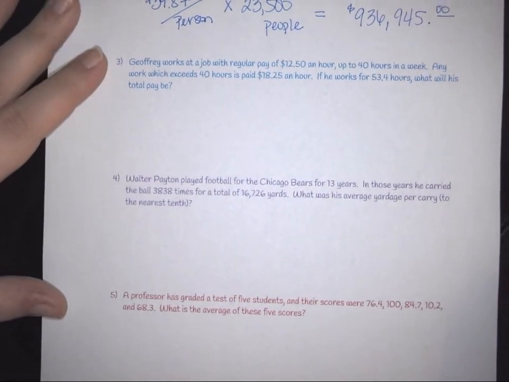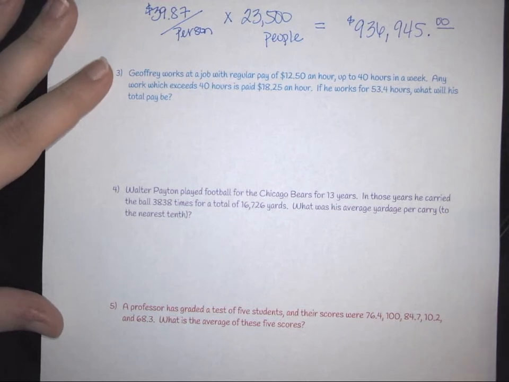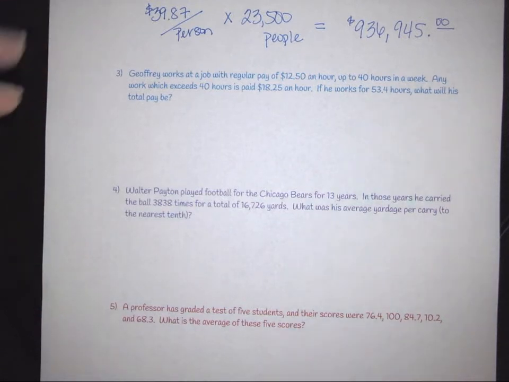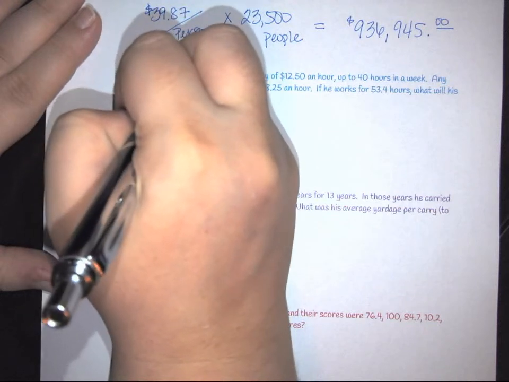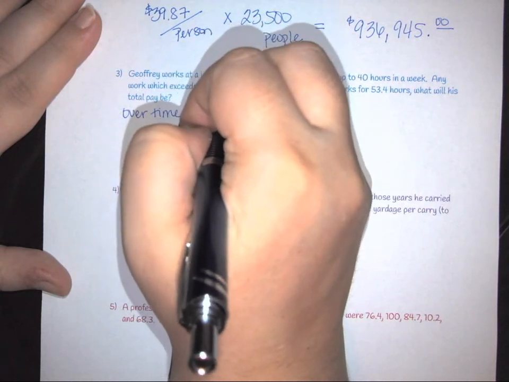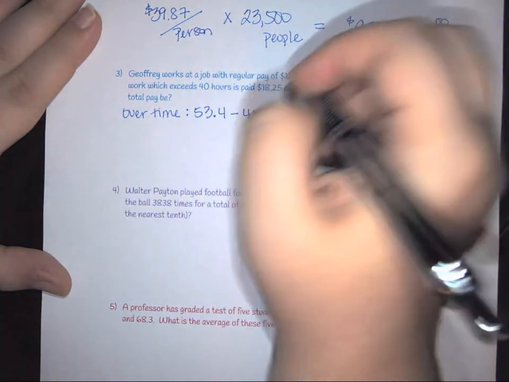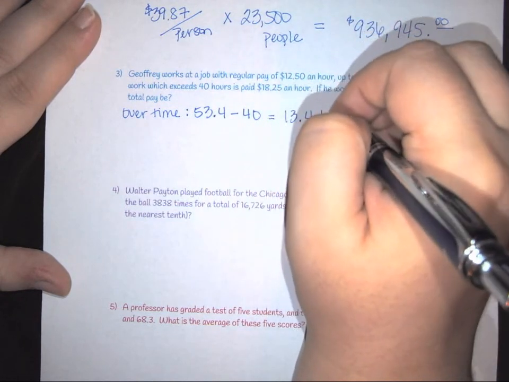Now the next one says, Jeffrey works at a job with a regular pay of $12.50 an hour, up to 40 hours a week. Any work which exceeds 40 hours is paid at $18.25 an hour. If he worked for 53.4 hours, what would his total pay be? So the first thing that we need to know is how much overtime he has. So we have to do 53.4 minus a 40-hour week, which leaves us with 13.4 hours.